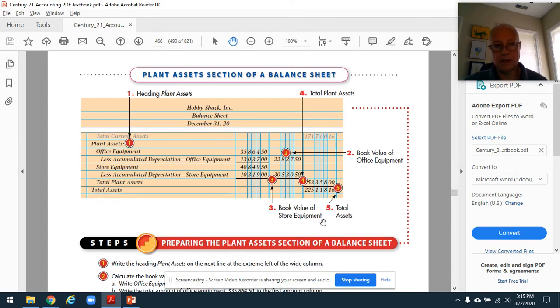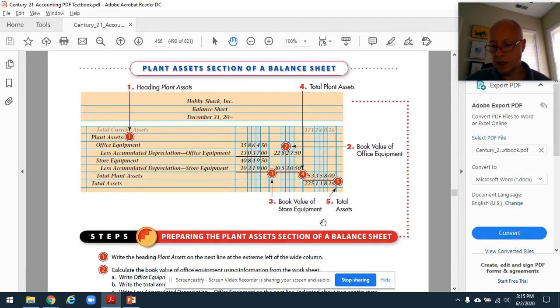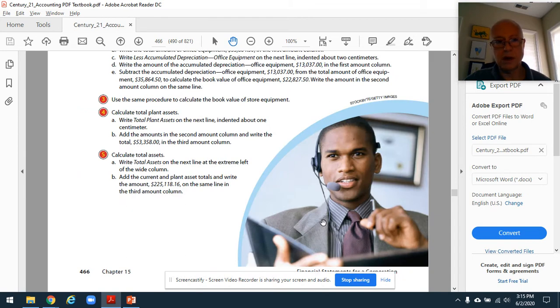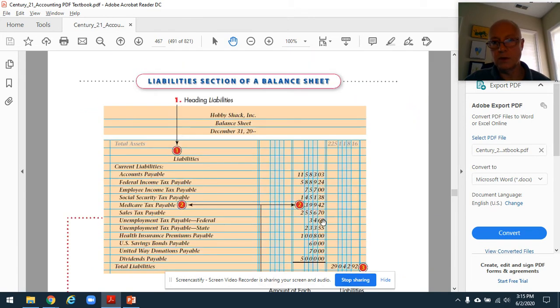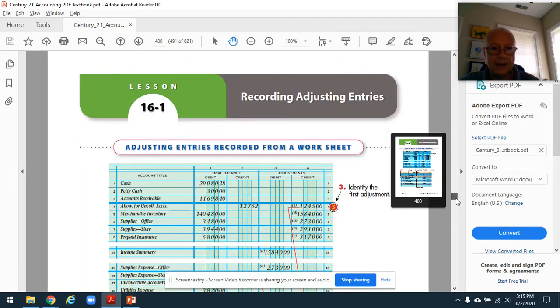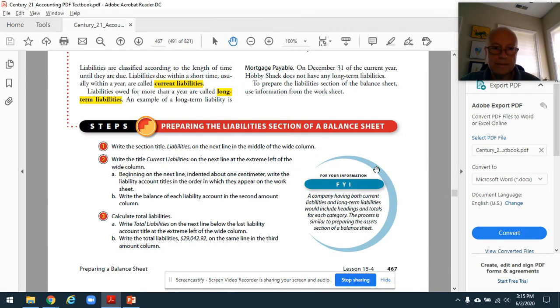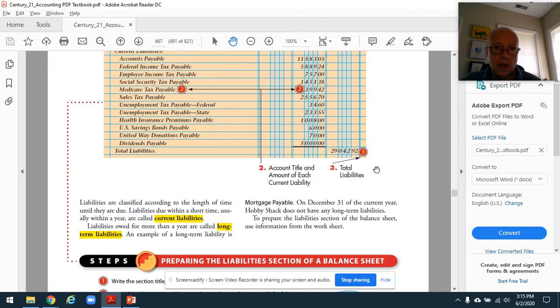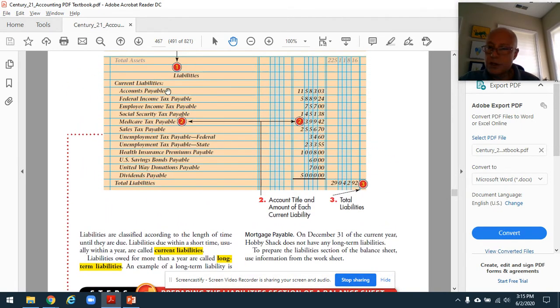So again, sum the plan assets, sum the current assets to get total assets. This is pretty straightforward stuff. You guys are smart. You can reason through this really well. Then we do the liability section, demonstrating a little more clearly, we just go down the worksheet.